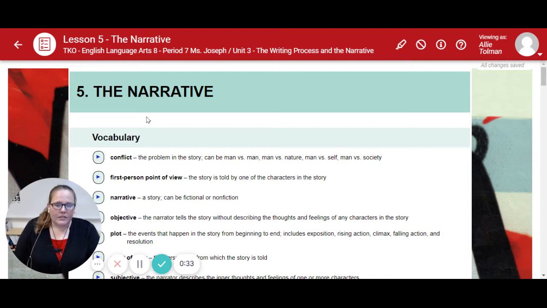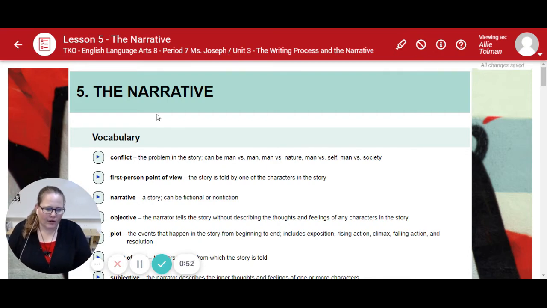Our vocabulary starts with conflict, which is the problem in a story. It can be man versus man, man versus nature, man versus self, or man versus society. First person point of view: the story is told by one of the characters in the story. Narrative: it's a story. It can be fictional or nonfiction.